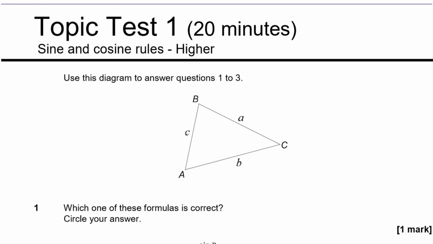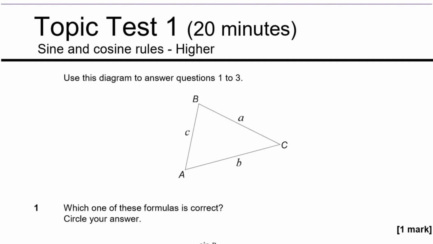Okay, let's get started. So this is the Sine and Cosine Rules topic test from AQA. Now it says use the diagram to answer questions 1 to 3. So we're going to be using this non-right-angled triangle diagram. Before we get going though, let's just have a quick look at the diagram.